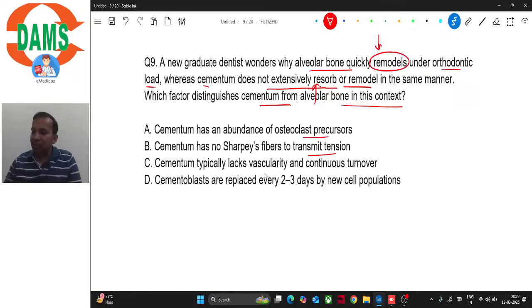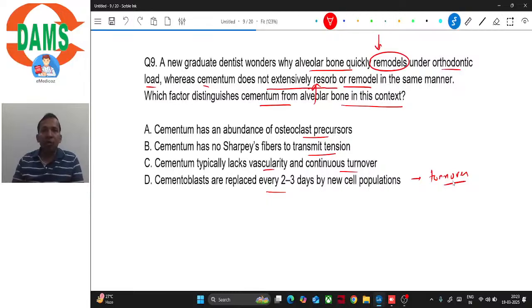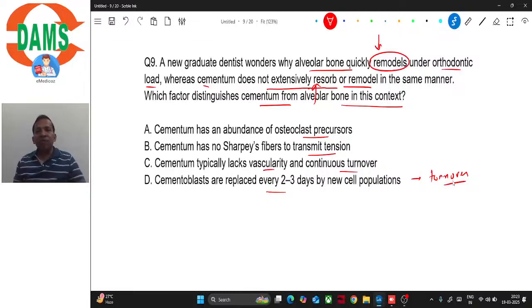Cementum typically lacks vascularity and continuous turnover. Cementoblasts are replaced every 2 to 3 days by, so basically this is talking about turnover, isn't it? So we all know that cementum is avascular tissue, and that's why it can neither resorb nor be turned over or recycled, isn't it? So obviously when pressure is applied, in response to that pressure, monocytes are recruited as either odontoclasts or osteoclasts or some other clast cell, right?